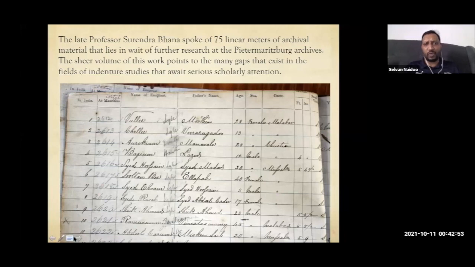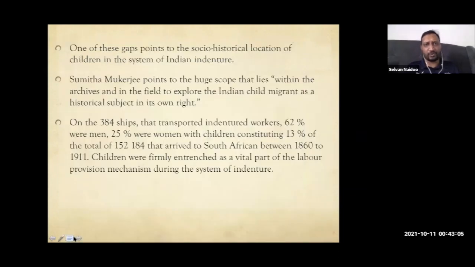The sheer volume of work, as he had pointed out, points to many gaps that exist in the fields of indenture studies that await serious scholarly attention. One of these gaps points to the socio-historical location of children in the system of indenture. Sumita Mukherjee, one of the few people that have written on child migrant labor in indenture, points out that there's a huge scope that lies within the archives and in the field to explore the Indian child migrant as a historical subject in its own right.